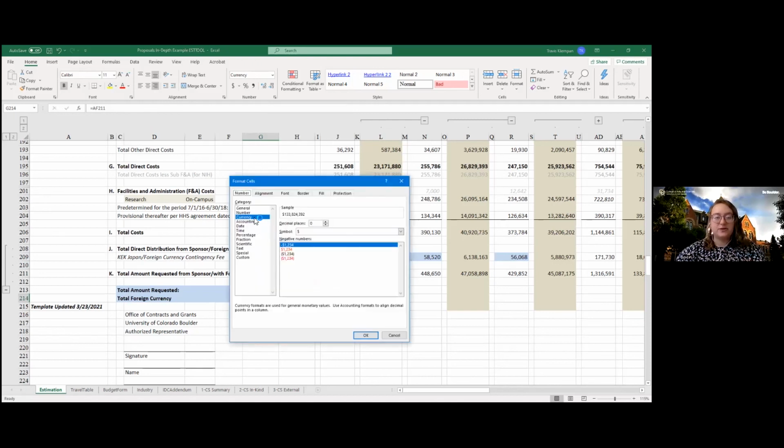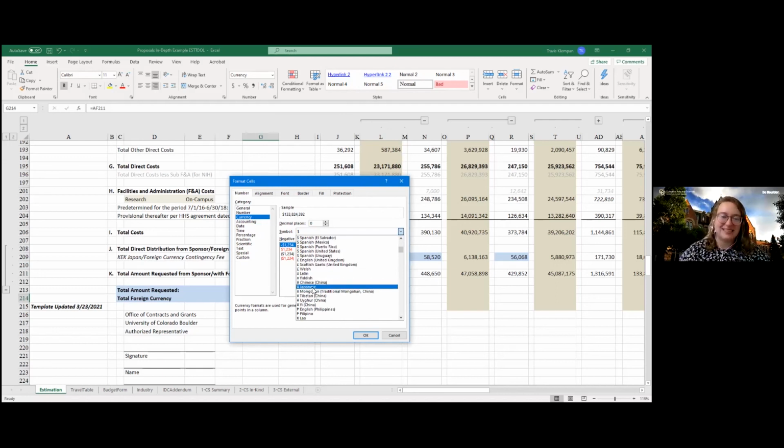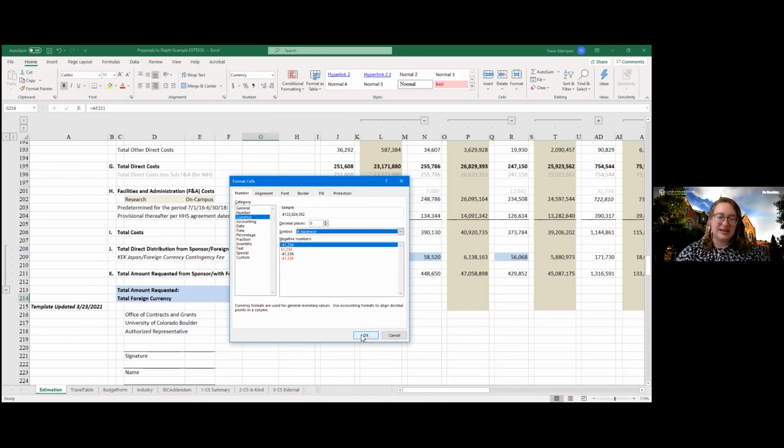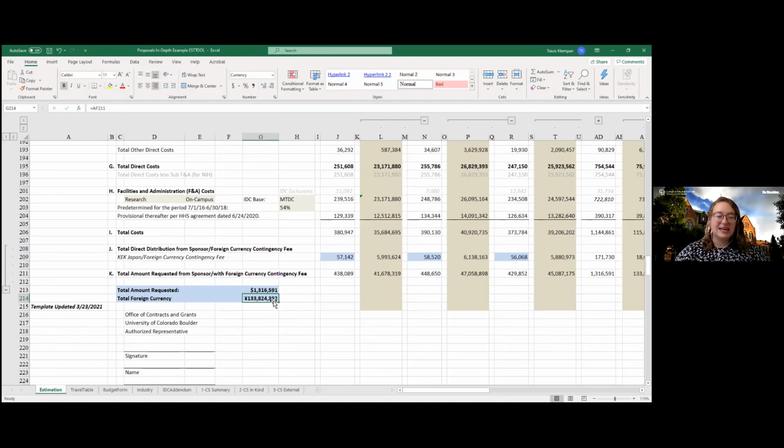This one is already formatted for currency, but if it weren't, you would pick that. And then from this drop down, they have currencies for places that I have never been, certainly, but they do have Japanese yen in here. You're going to go ahead and select that, push OK. And now we have the appropriate currency symbol. Instead of a dollar sign, we have the yen sign.